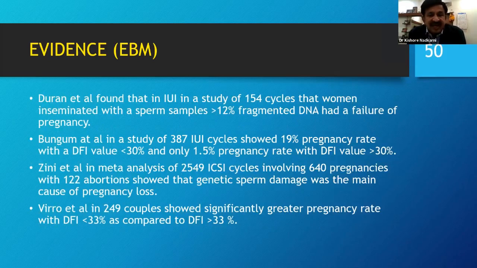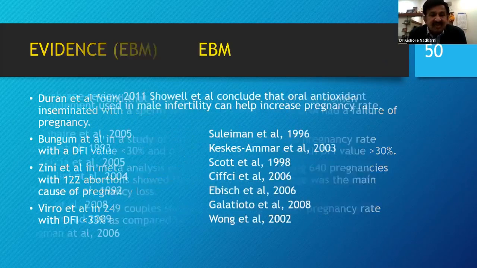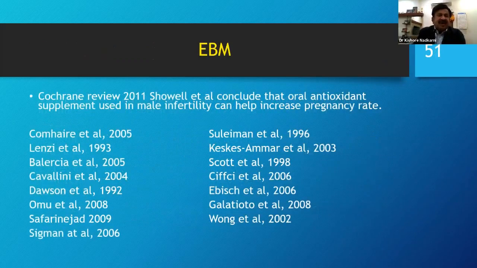Bangam et al., Zini et al. A large study of 2,549 ICSI cycles and meta-analysis 2011 and 2016 evaluation of all these reports showed that oral antioxidant supplement used in male infertility can help to increase the pregnancy rates.